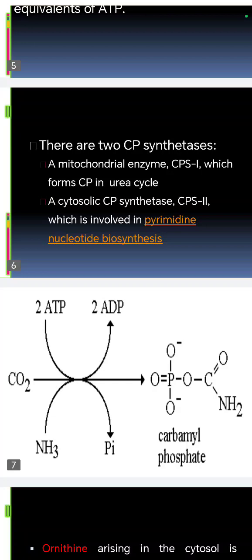What about the carbamoyl phosphate synthetase enzyme? The carbamoyl phosphate synthetase enzyme is actually of two types. The one that exists in this reaction is carbamoyl phosphate synthetase 1. It's mitochondrial, and it forms carbamoyl phosphate in the urea cycle. While carbamoyl phosphate synthetase 2 is a cytosolic enzyme and is involved in pyrimidine nucleotide biosynthesis.